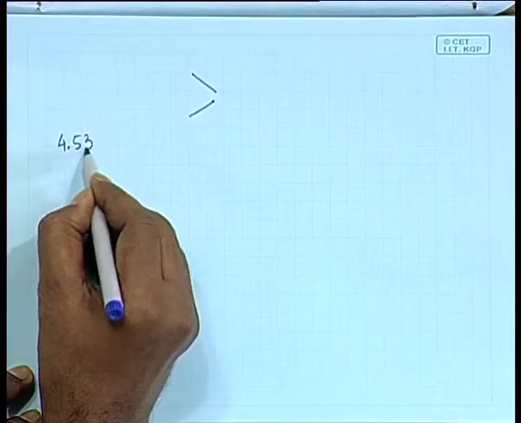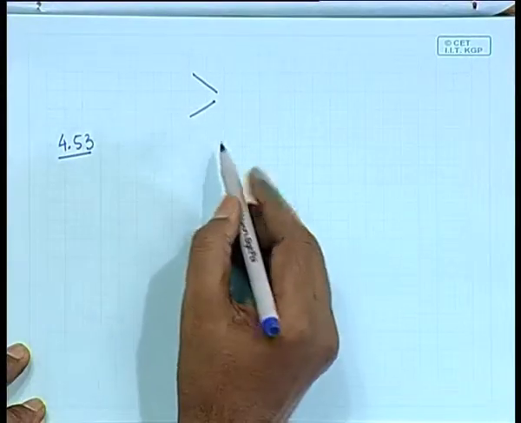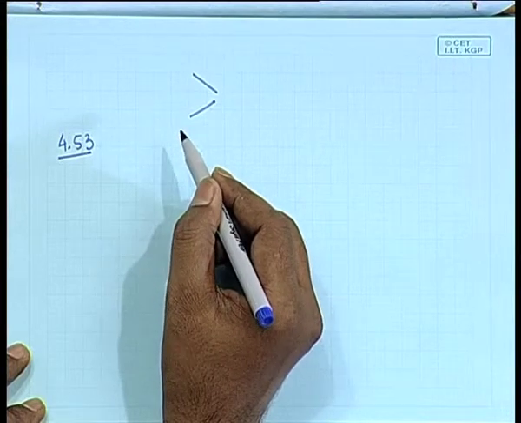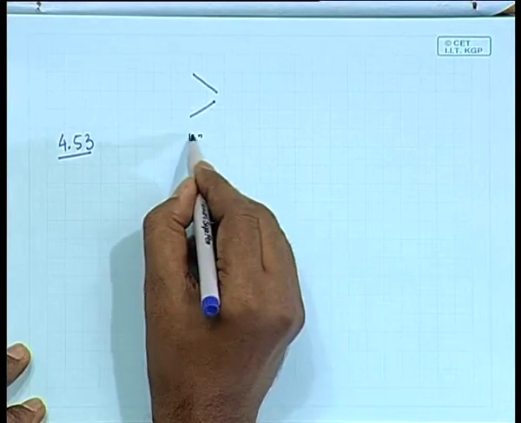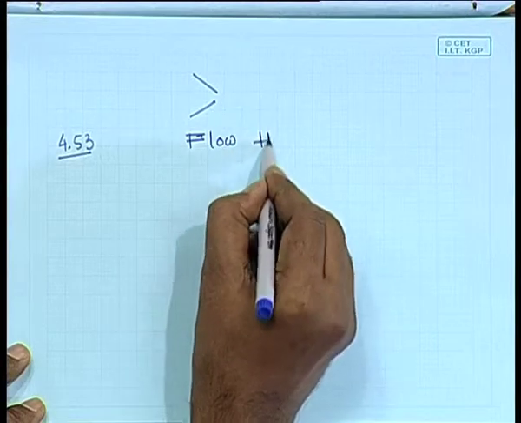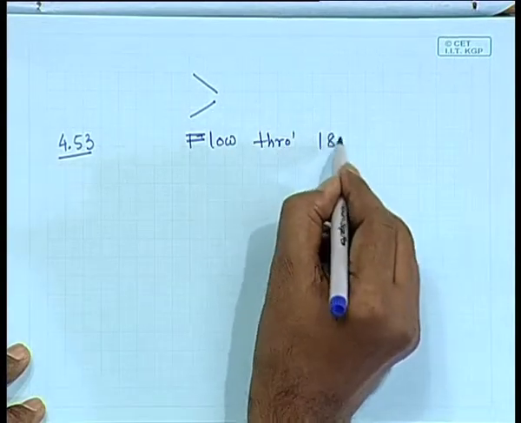That is problem number 4.53. That is a good problem. Water flows through a 180 degree elbow.